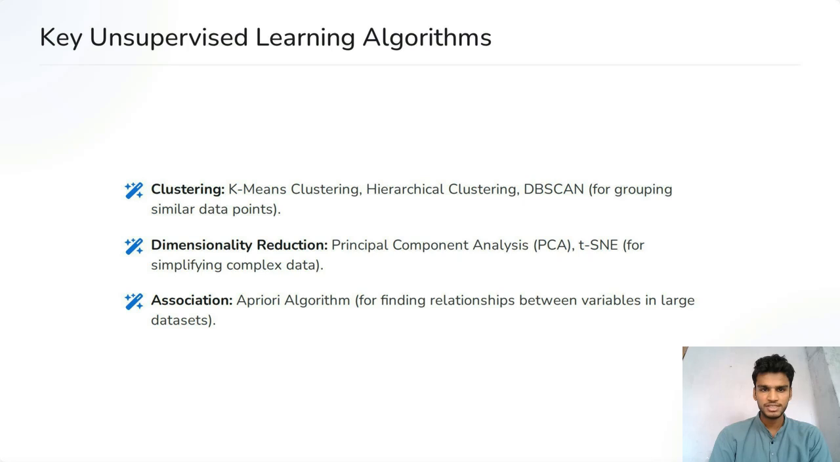Some unsupervised learning algorithms. Clustering: K means clustering, hierarchical clustering, DBSCAN for grouping similar data points. Dimensionality reduction: principal component analysis, t-SNE for simplifying complex data. Association: Apriori algorithm for finding relations between variables in large datasets.